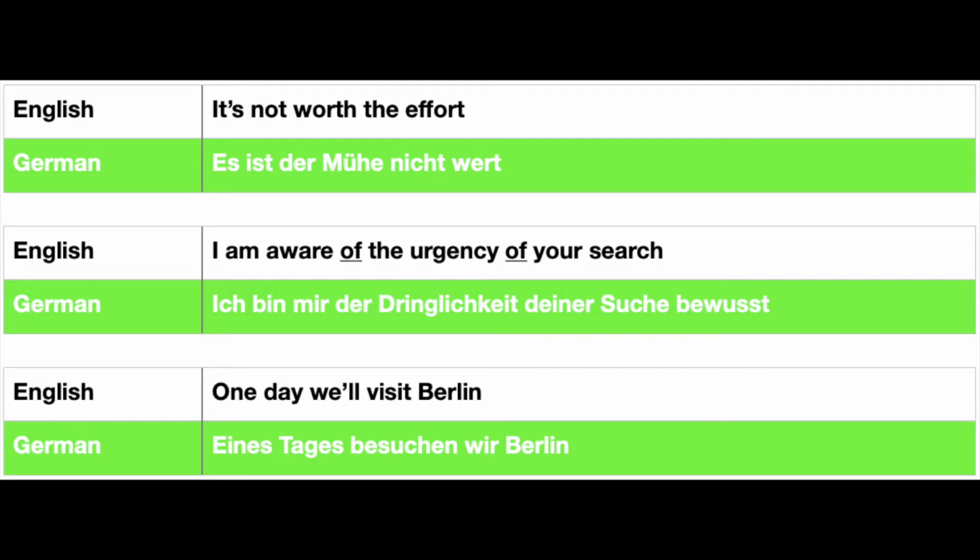The last example here is an expression of indefinite time, which you often see expressed in the genitive case in German. So here we had eines Tages. You can also have eines Abends, eines Nachmittags, and so on. So this is kind of a set phrase that is used in the genitive case in German.